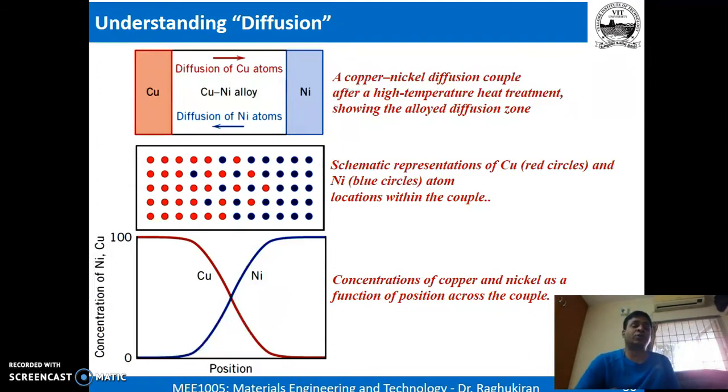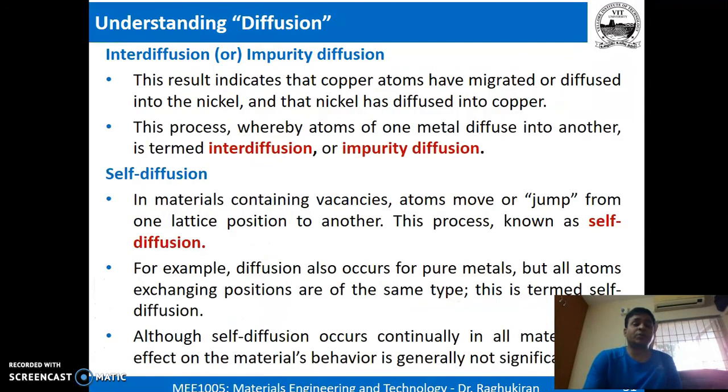Without going further, let us move on and try to understand the different types of diffusion that are possible. One you can call interdiffusion. That is what we have just seen. Interdiffusion is when the species are moving from one material to the other material. Then you can call it interdiffusion. It's only a name that you are giving.